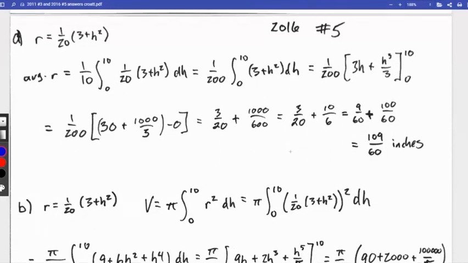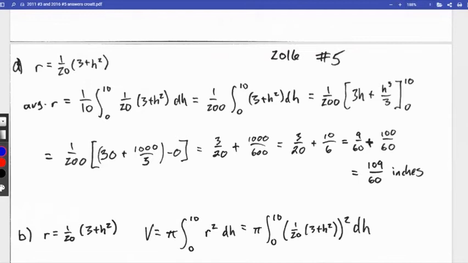The second question was more recent. It was from 2016, question number 5. And so this is definitely a non-calculator question. I think the other one must have been also, but I could be wrong. Either way, this one I'm doing without a calculator.